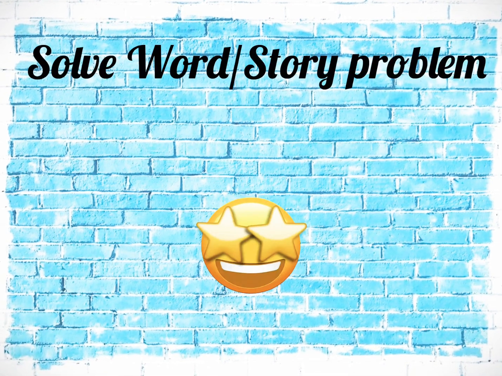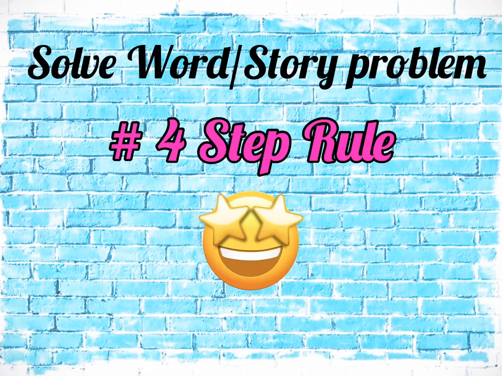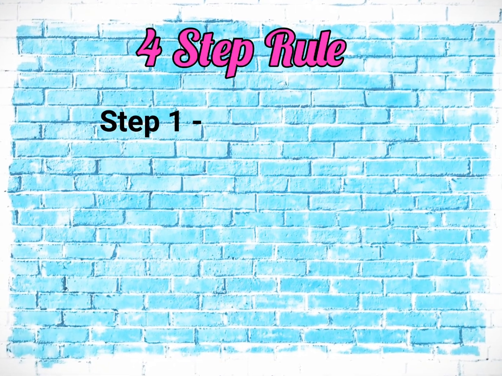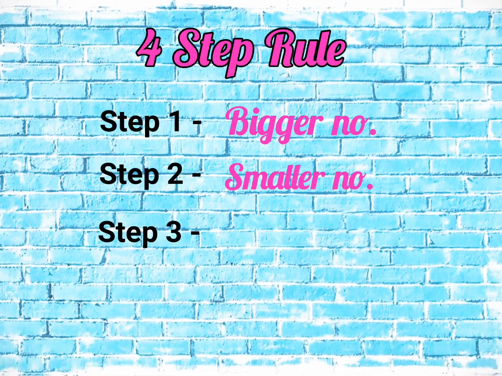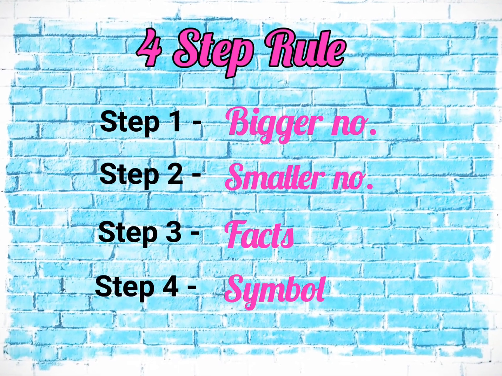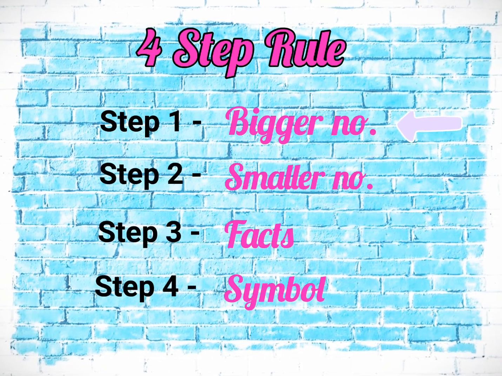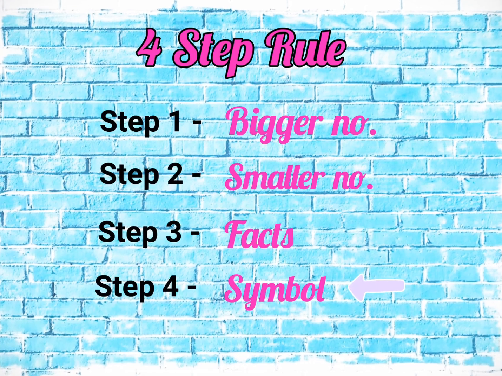Today, I'm going to teach you a simple trick. It is the 4-step rule. The 4-step rule is very simple. Step 1, bigger number. Step 2, smaller number. Step 3, facts. And step 4, symbol. So let's remember this. Bigger number, smaller number, facts and symbol.